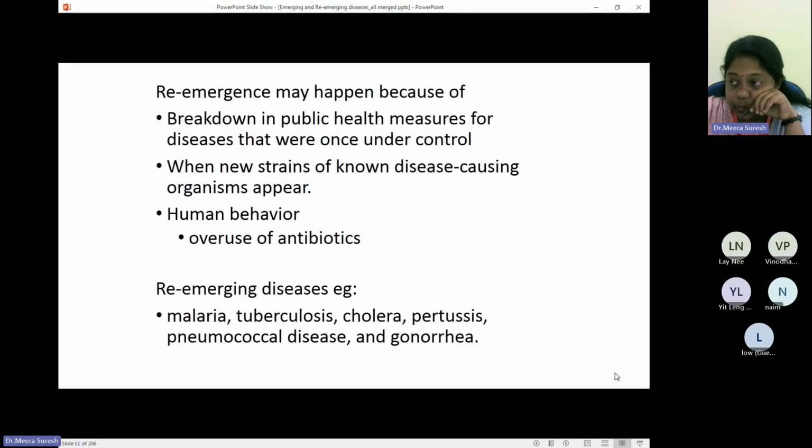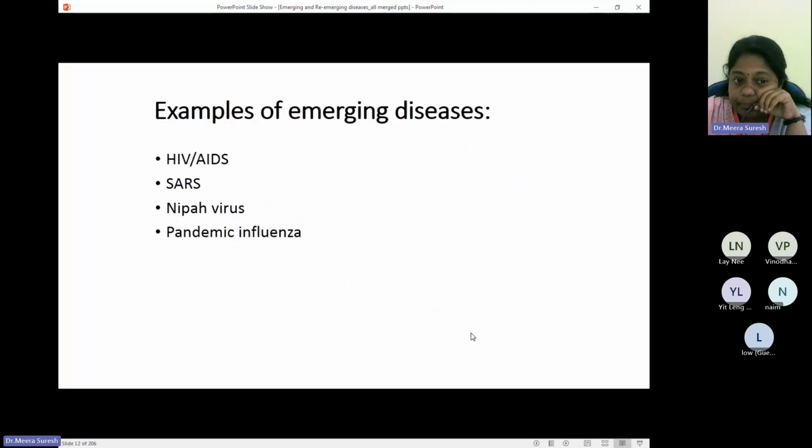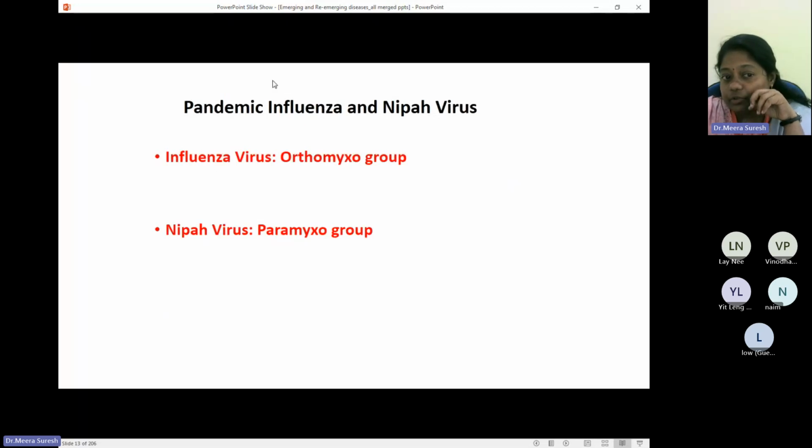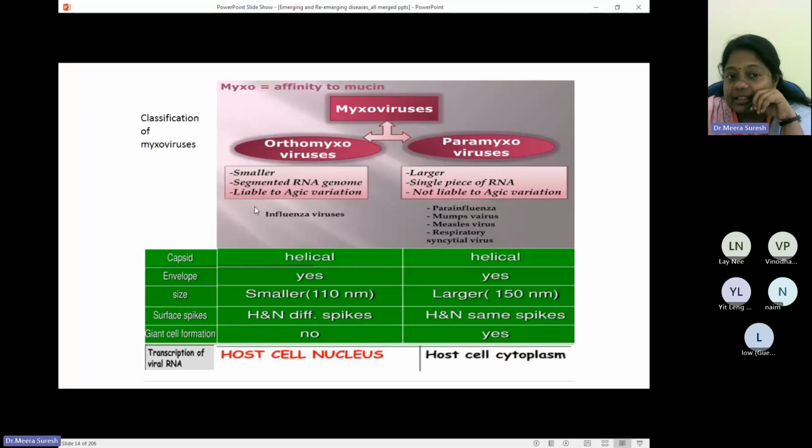Then they have to find a new medicine which will be able to control the bacteria or the microorganism that is causing the disease. So these are the examples which we already discussed. Now we'll start with the examples of the emerging diseases, starting with pandemic influenza. The influenza virus which causes pandemic influenza belongs to the orthomyxo group, and Nipah virus, the other one we have to study, belongs to the paramyxo group. So when we see the classification, there is a group of viruses called myxovirus, which is classified into two, orthomyxovirus and paramyxovirus.